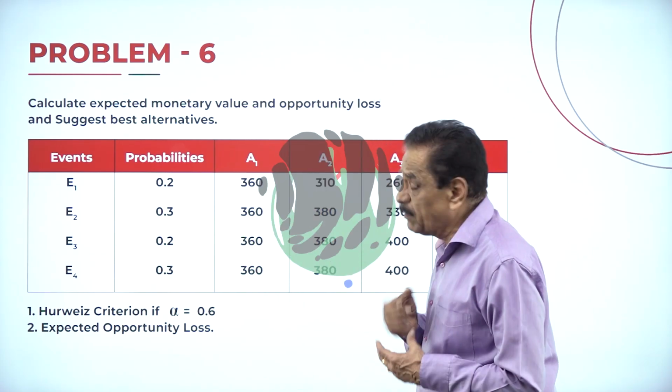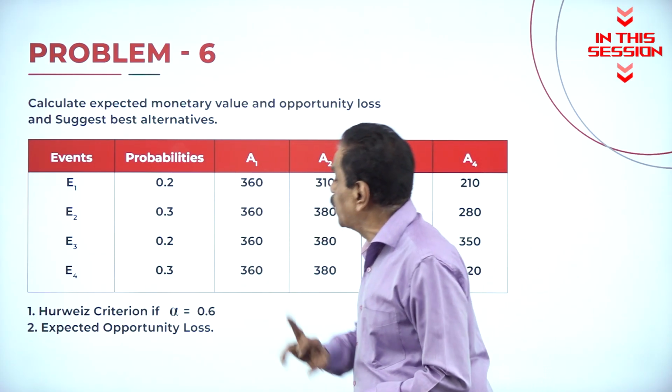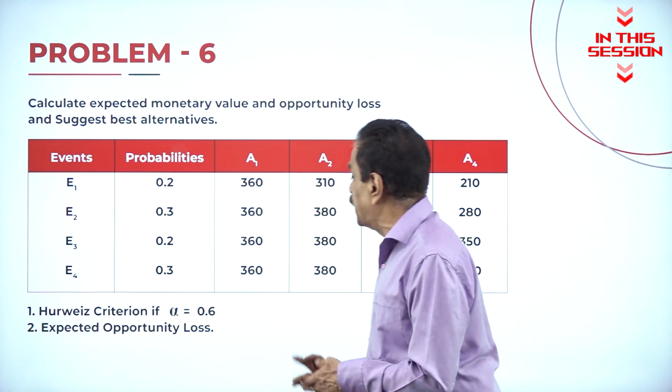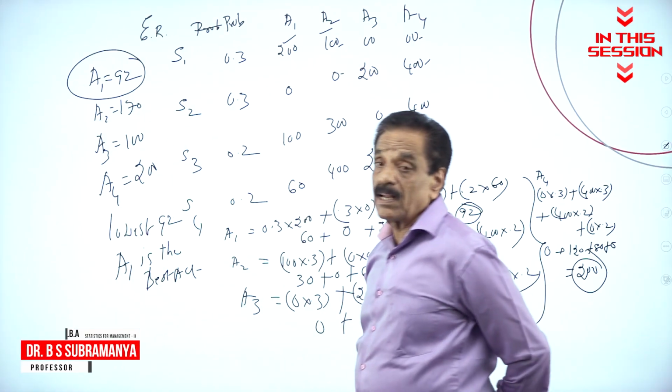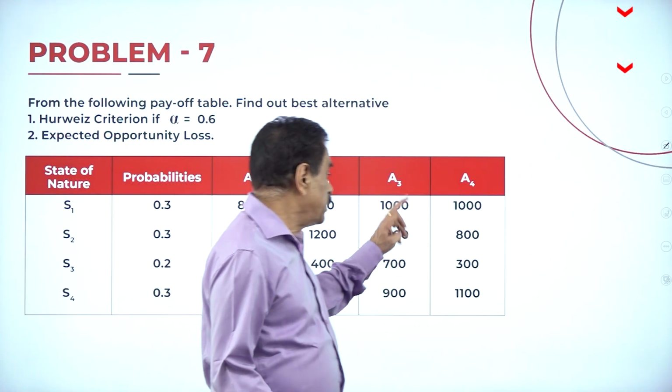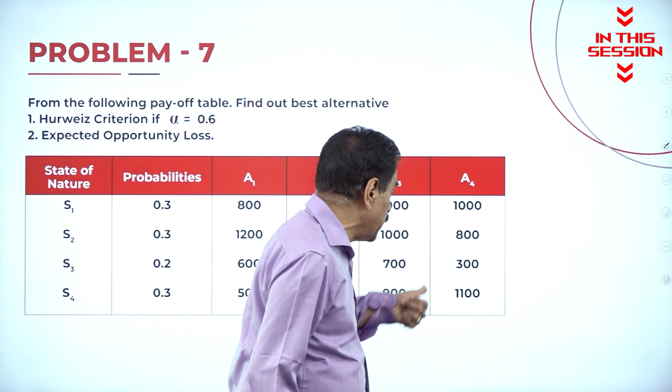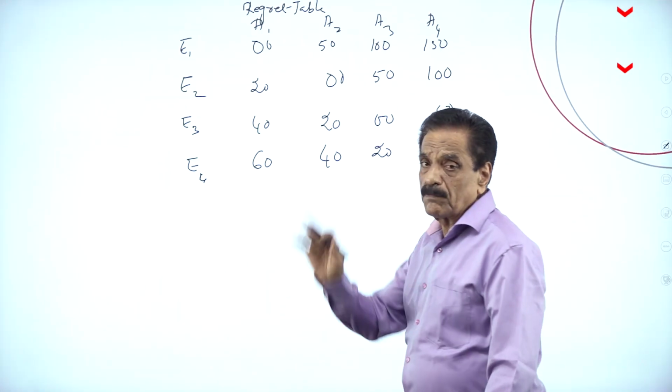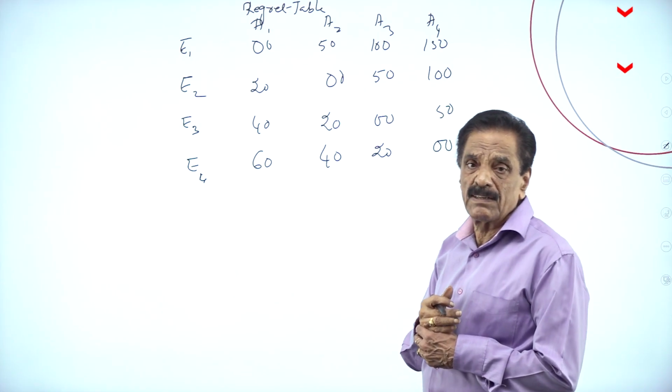This is expected value means 316 to 0.2, 316 to 0.3. The lowest loss is 92, so A1 is the best act. Minimum is 700, maximum is here 1100, minimum is 300. So from the highest we are deducting one by one.